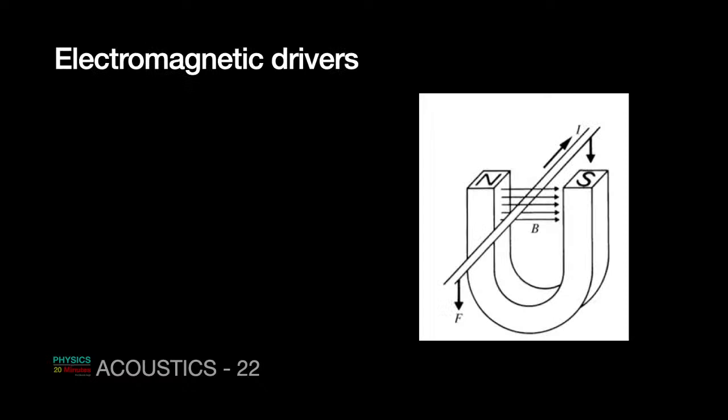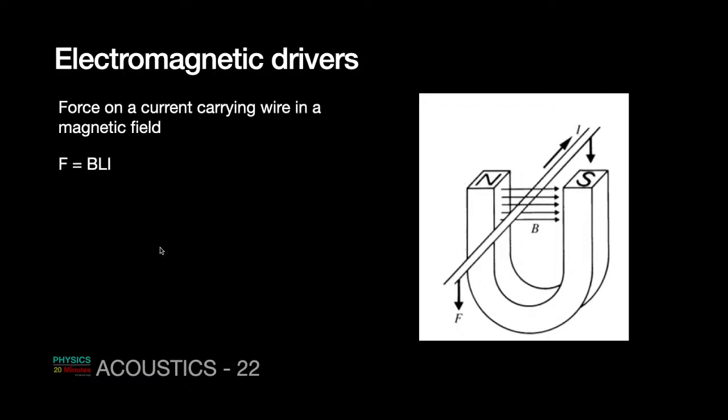How does the magnetic field create vibrations? It's very straightforward. We employ what is called Faraday's laws. The force on a current carrying conductor in a magnetic field, as you all know, is BLI sine theta, where theta is the angle between the current and the magnetic field.